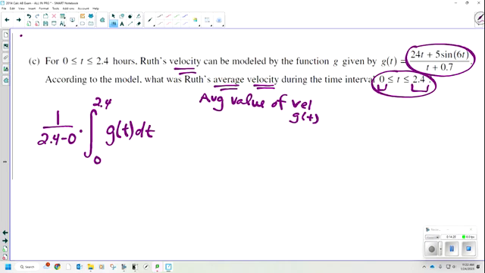All right? And that's all I really need to show to let the person grading it know where I get my answer from. I don't got to rewrite g of t here. This is g of t. They gave that to me. Okay? So let's go to our calculator.